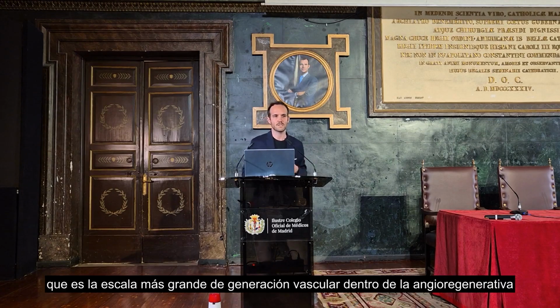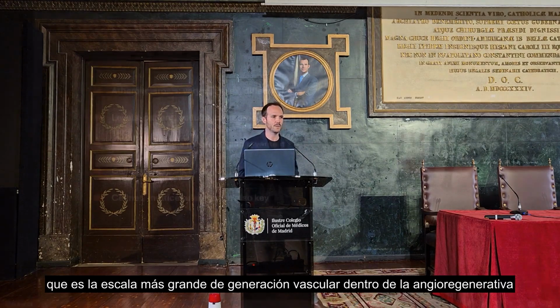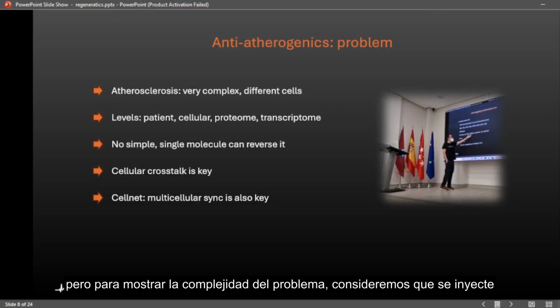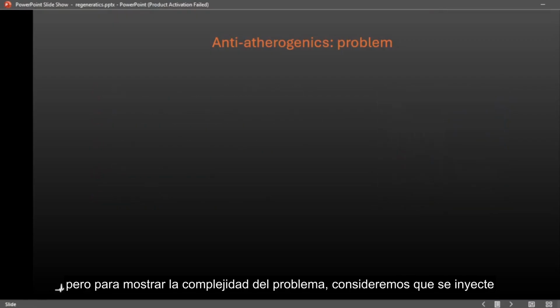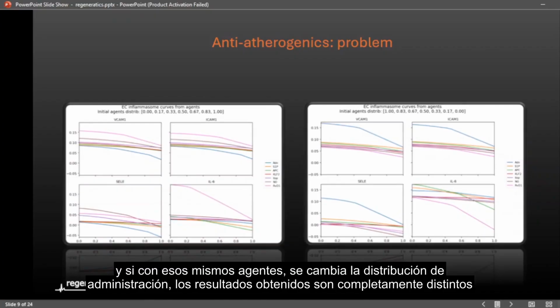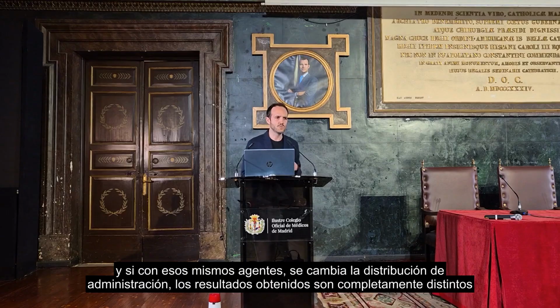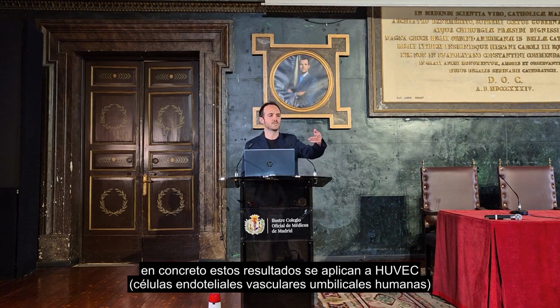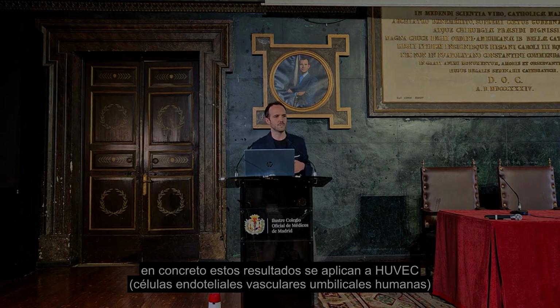There are many kinds of angioregenerative agents. This is one of them. But just to see the complexity of the problem, consider that you inject eight anti-inflammatory agents, and if, with the same anti-inflammatory agents, you change the distribution, you obtain completely different results for the markers. This is actually for human umbilical vascular cells.